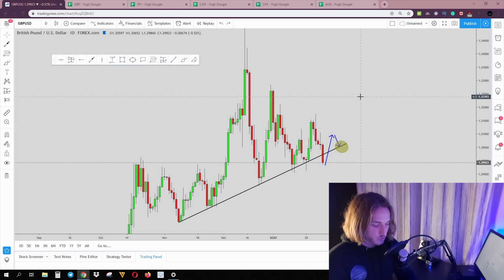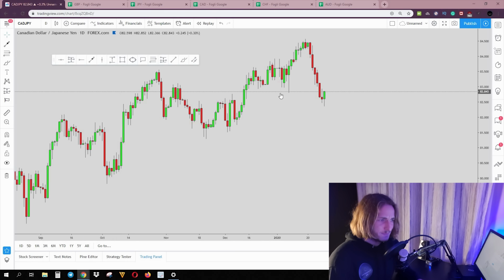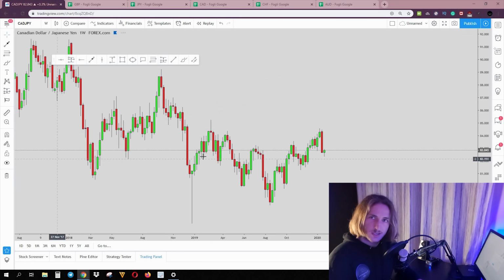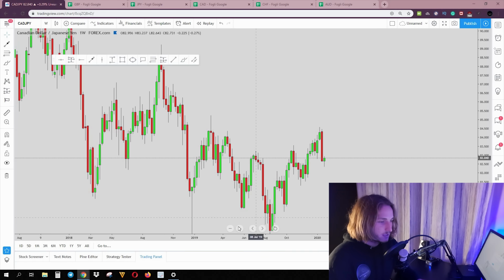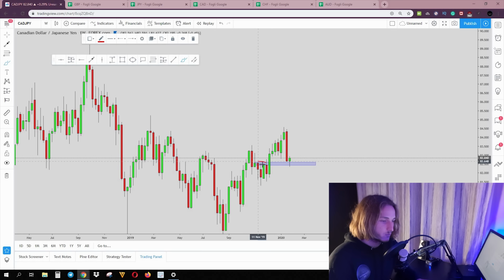The last pair that I want to speak about is basically CAD JPY, because it's a pretty interesting pair. Now, I made an analysis on TradingView, I believe it was yesterday or today, and basically this is what we had on it. The market clearly had very strong support at this area. We have previous resistance here, which is strong support, and from here we expect the market to make a push to the upside.